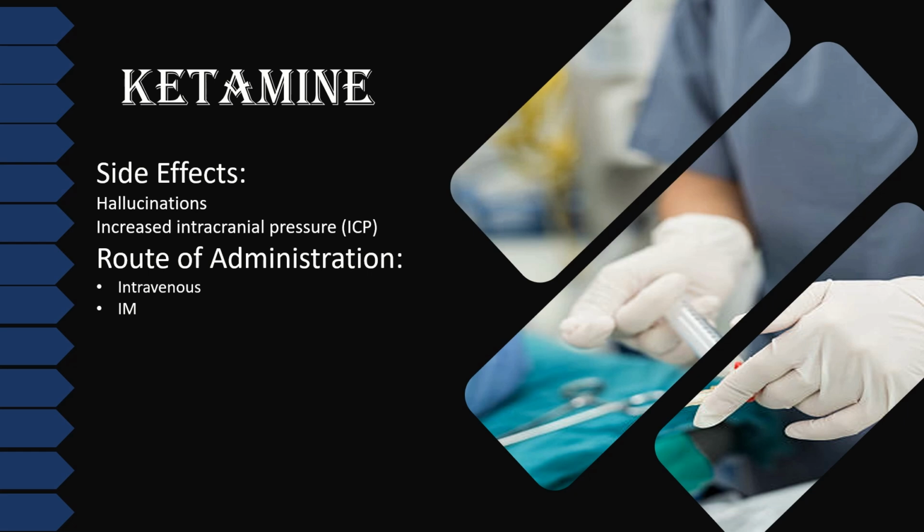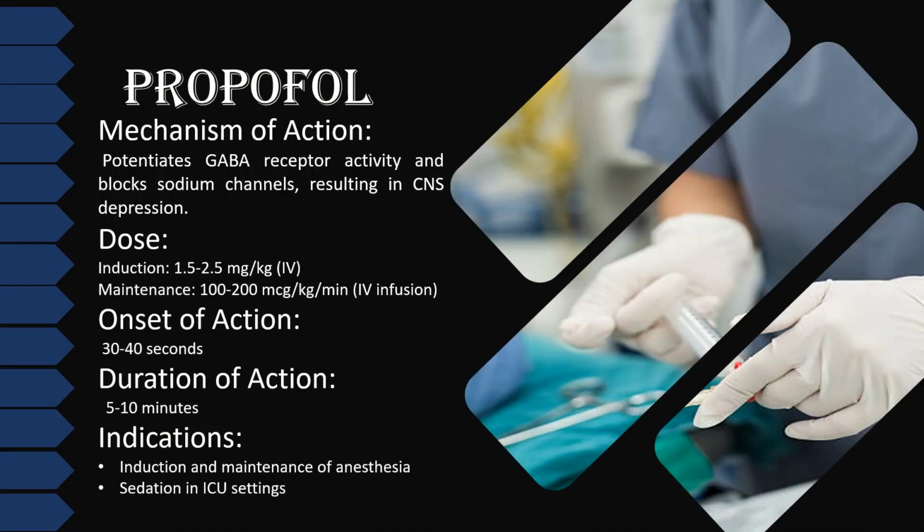So another one is propofol. Propofol potentiates the GABA receptors as we already discussed, but it also blocks the sodium channels. It doesn't lead to chloride influx. It just blocks the sodium channels and results in CNS depression. We can use it for induction and maintenance also.